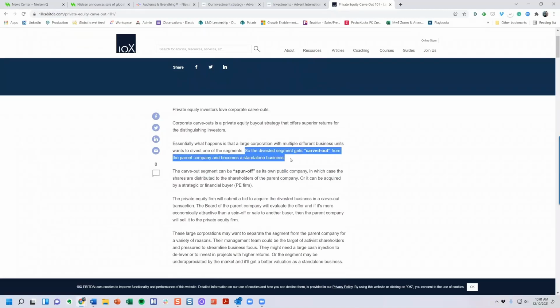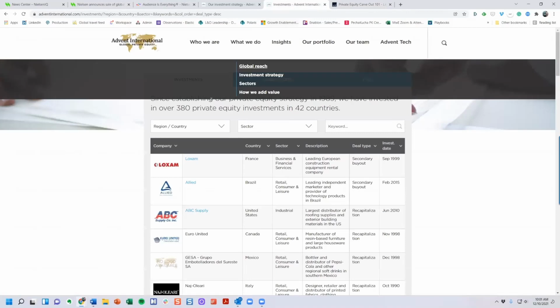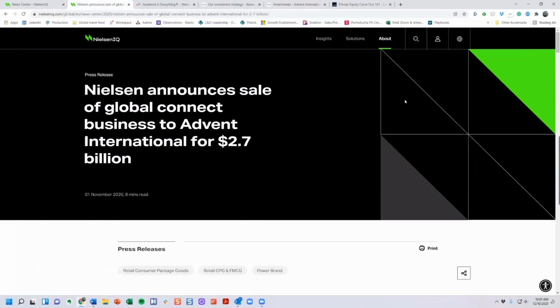Yeah, it's a spin-off. The divested segment gets carved out from the parent company and becomes a standalone business. So it's a spin-off, basically. So Nielsen spun off Nielsen IQ. Nielsen IQ got sold to these guys, Advent International, for $2.7 billion, which means they are now a privately held company. They're not traded on the stock market.